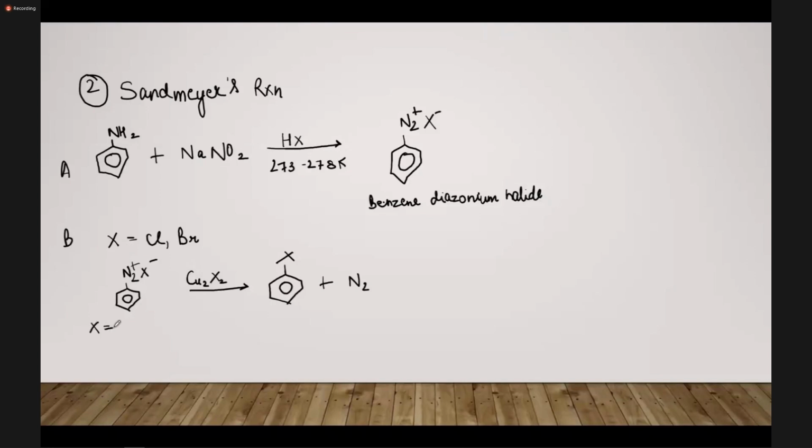And similarly, for X equals I, that is for the iodine, we can simply treat this diazonium salt with potassium iodide. So we will get the iodine compound, because we want an iodine compound. And above, for chlorine and bromine, we write Cu2Cl2 if we want chloride, and Cu2Br2 for bromine. Simply for the iodide, we will use KI, and we will get the iodide over here.